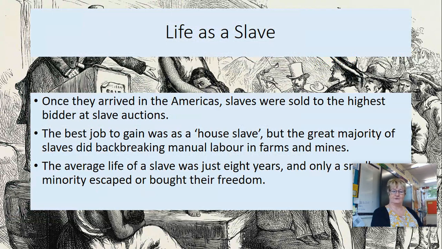Life as a slave. When they got to America, slaves were put to auction, and the person who bid the most money would get them. There were several jobs that they could do. The majority of slaves did backbreaking manual labour on the farms, the mines, and the plantations. However, the job that they all wanted was that of a house slave. Once they arrived in America, they only lived about 8 years because the work was so difficult and their life conditions were horrific. Only a few managed to escape or actually bought their freedom.